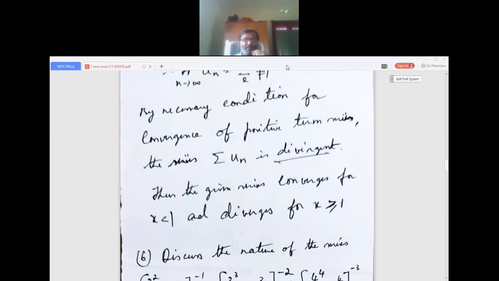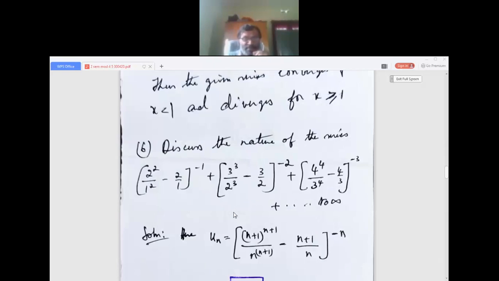Here, discuss the nature of the series. It is given like this. Discuss the nature of the series: 2 squared by 1 squared minus (2 by 1) whole power minus 1, plus 3 cubed by 2 cubed minus (3 by 2) whole power minus 2, plus 4 power 4 by 3 power 4 minus (4 by 3) whole power minus 3, plus etc. till infinity. So they have told us to discuss the nature of this series.